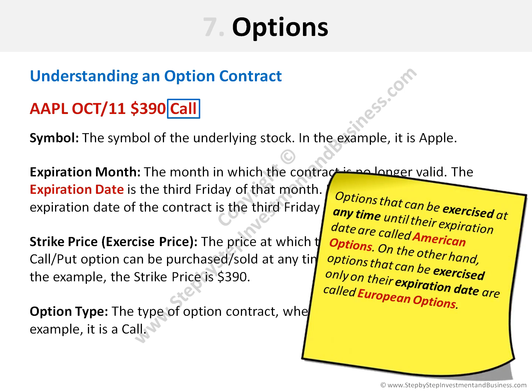It is important to mention that options that can be exercised at any time until their expiration date are called American options. On the other hand, options that can be exercised only on their expiration date are called European options. We will work with American options.